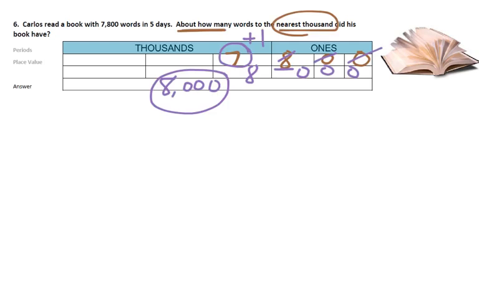All right, well I hope you had a chance to solve this. And the answer is 8,000. You can see how I solved it. Remember, about how many tells us that we're rounding, and then they told us in the problem that we are going to the nearest thousand.